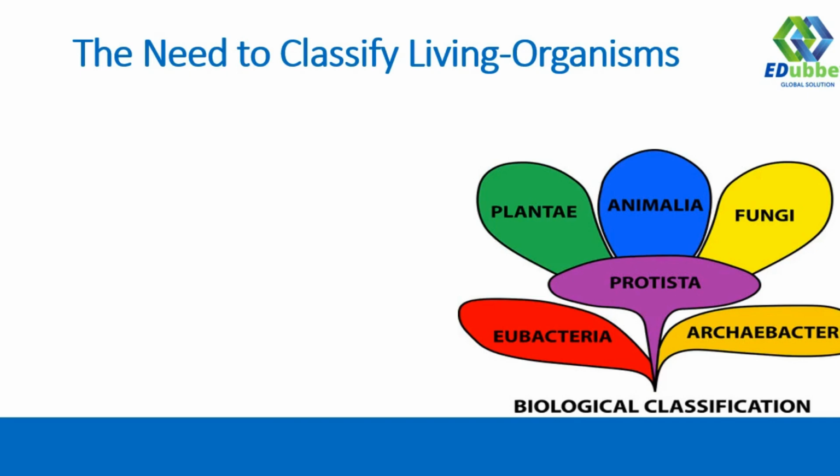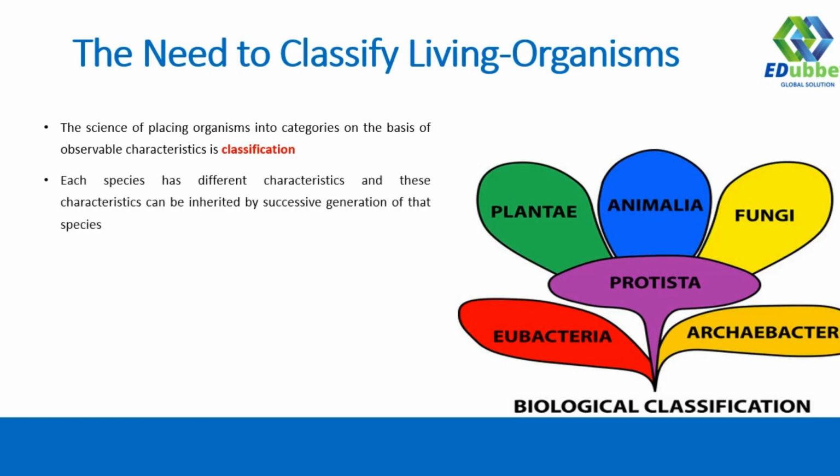The need to classify living organisms. The science of placing organisms into categories on the basis of observable characteristics is what we know as classification. Each species has different characteristics. These characteristics can be inherited by successive generations of that species. Observing these inherited characteristics allows scientists to put all living organisms into categories.